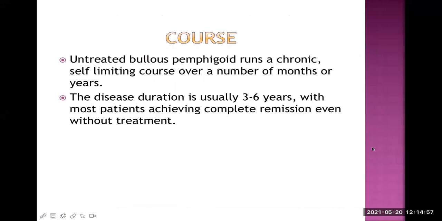Now regarding the course of bullous pemphigoid, the untreated bullous pemphigoid runs a chronic and self-limiting course over a number of months or years. Self-limiting means even without treatment, it can get better on its own. The disease duration is usually 3 to 6 years, with most patients achieving complete remission even without treatment. But we'll treat it, isn't it?